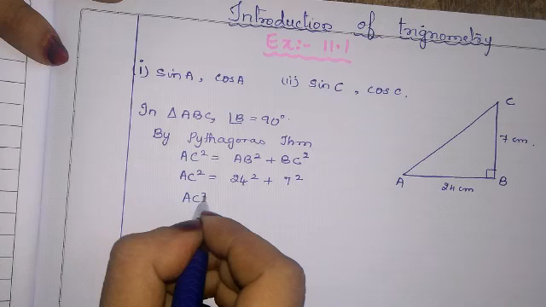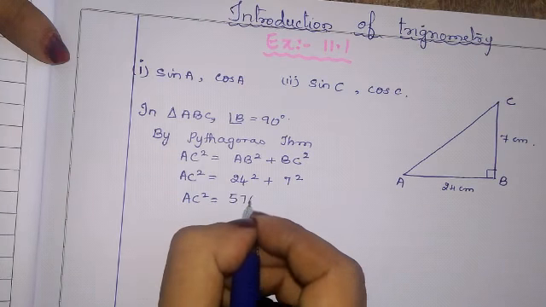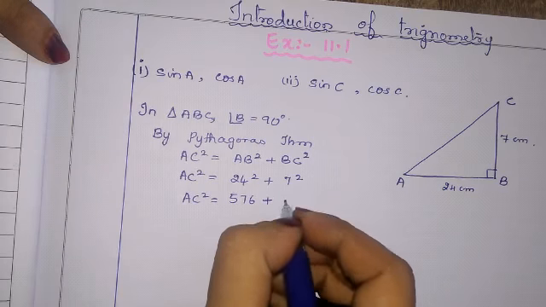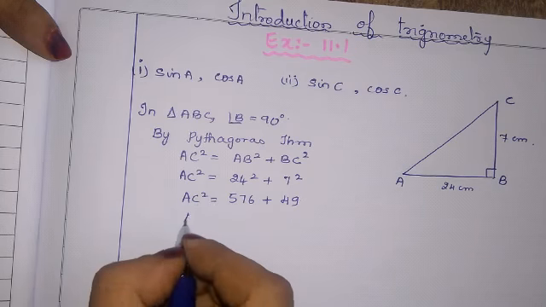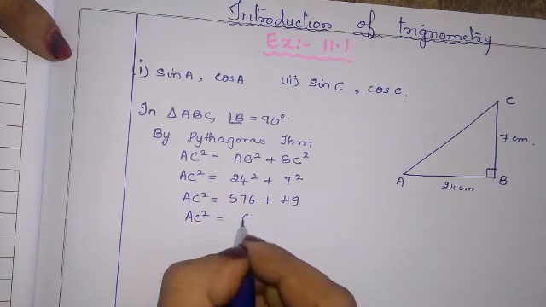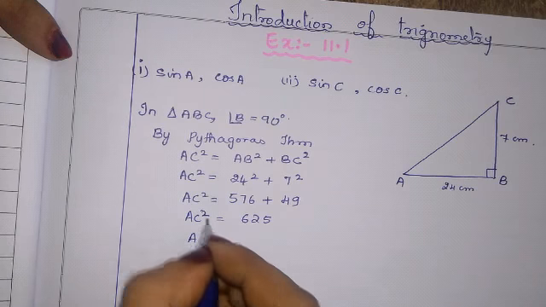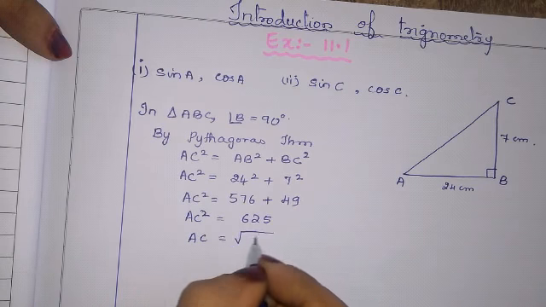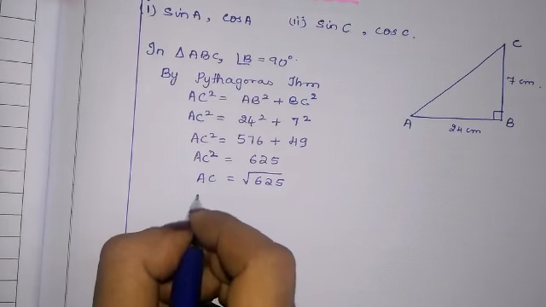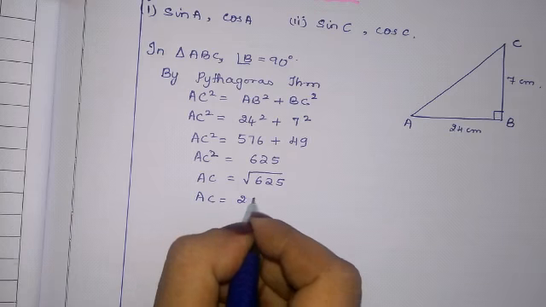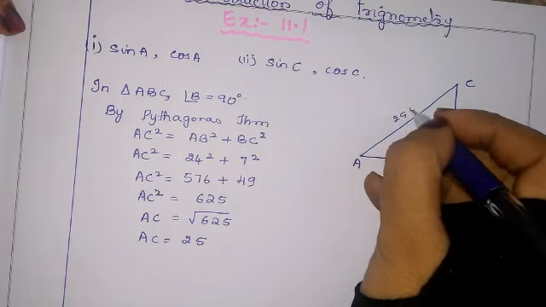AC square as it is, 24 square is 576 plus 7 square is 49. 576 plus 49 is 625, and if we take the square root, AC equals 25. Now we got AC as 25 centimeter.